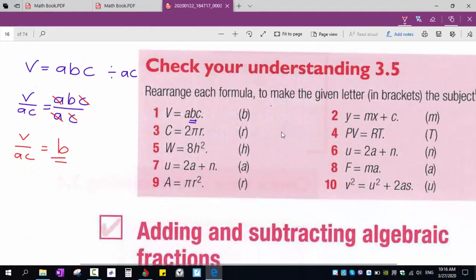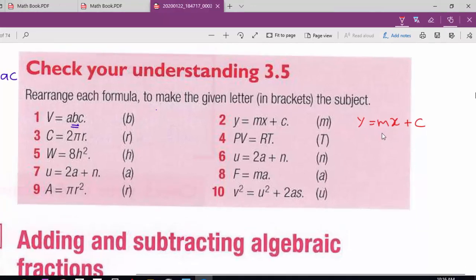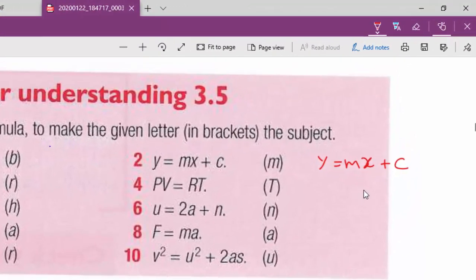Question 2, we need to make M the subject, where Y equals mx plus c. We need to have M alone on a side. Firstly, we're going to get rid of this c. When it goes to the other side, it becomes negative, so y minus c is equal to mx.